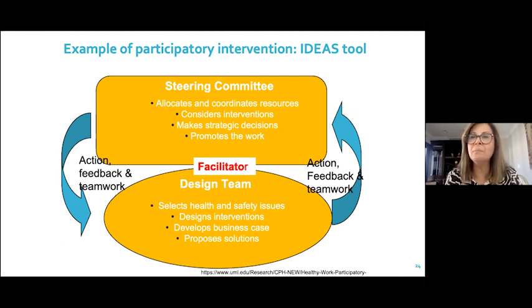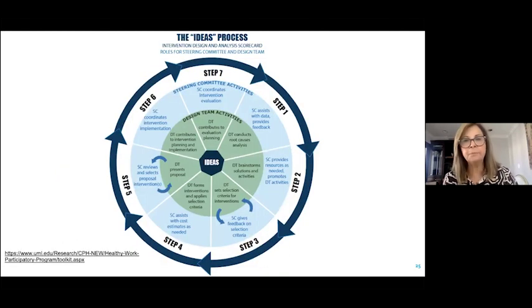And so the continuity of the people who are participating in the design team is important. Now, the main component of this IDEAS tool is the continuous communication and feedback between the steering committee and the design team. And sometimes you may want to have a facilitator, an unbiased person who helps with the dialogue between the two committees.